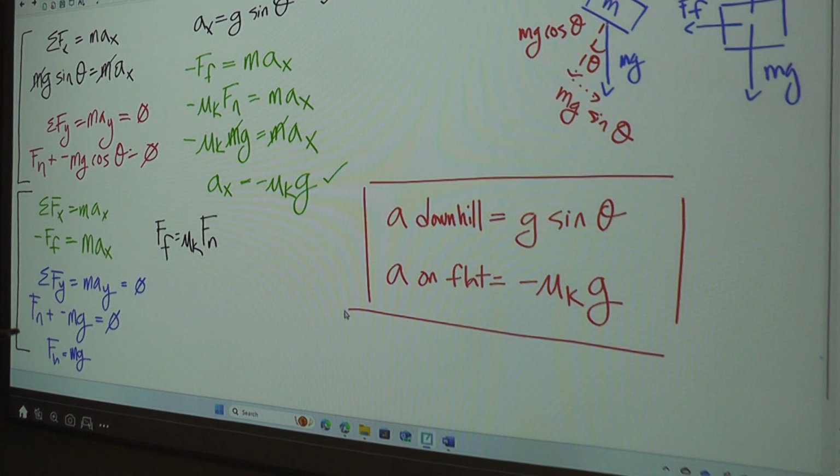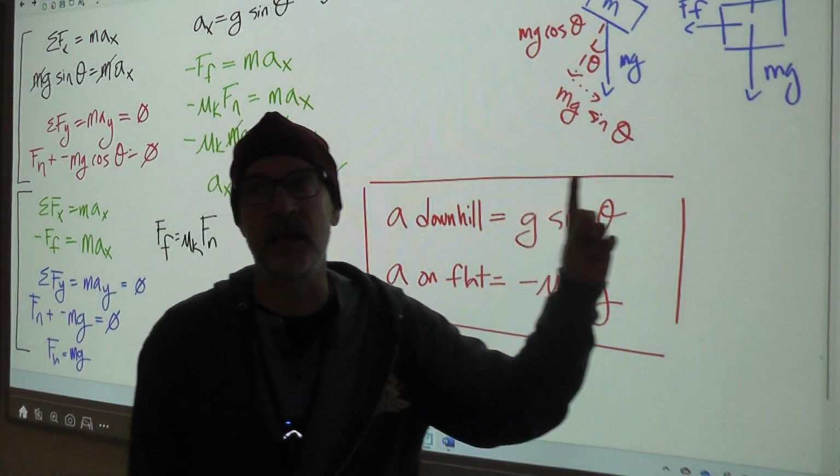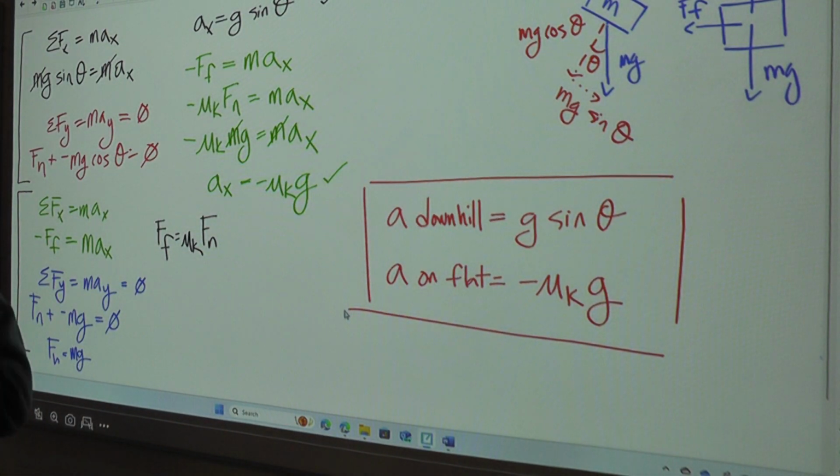And what else are we trying to find? Well, what we really want to know is how far is he going to slide at the base of the hill? And I'm not going to do that right now just because it's getting late and I've been talking for a while. But what I want you to recognize is this is two kinematics problems now. And they're ones that you've done before.